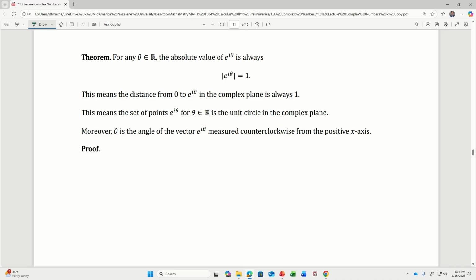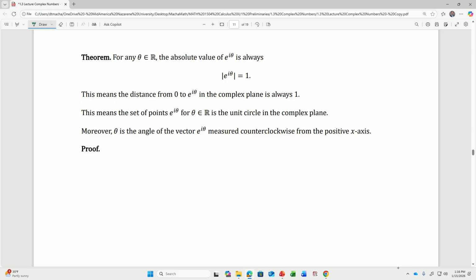For any theta in the real numbers, the absolute value of e to the I theta is always 1. So remember, absolute value is the distance in the plane, so that means the distance from 0 to e to the I theta is always 1, and that means it's the unit circle. The set of numbers e to the I theta, where theta can be anything, that would be the unit circle in the complex plane. And theta is going to be the angle that the vector e to the I theta makes counterclockwise from the positive x-axis.